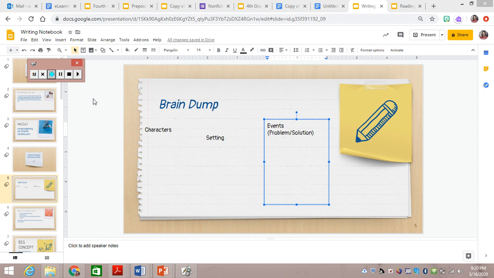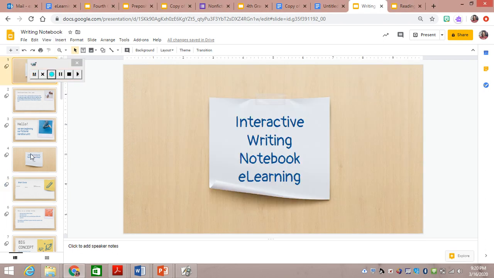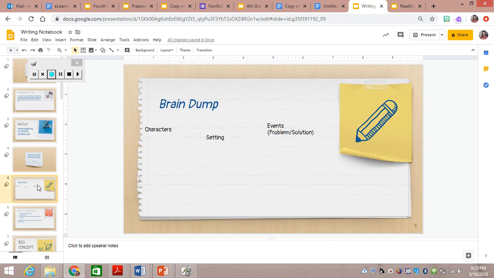Okay, so what you're going to do is you're going to go to your writing notebook slides. It's the ones that look like this. And you're going to get to the page called Brain Dump. This is where you're going to plan for the upcoming unit. So I want you to get some ideas going. This could be anything. It's not meant to be difficult at all.